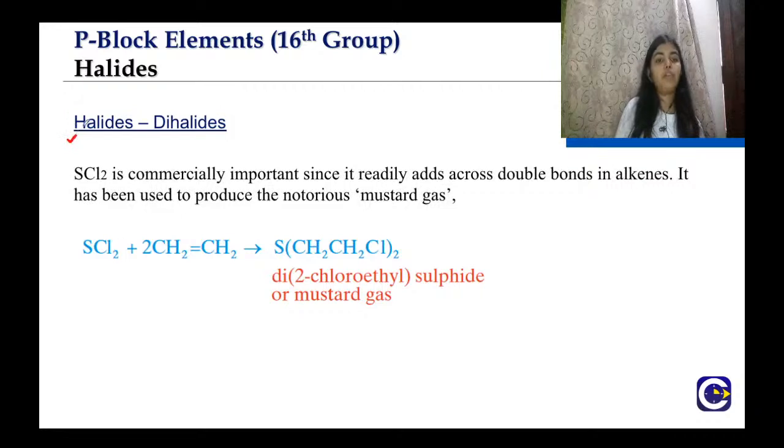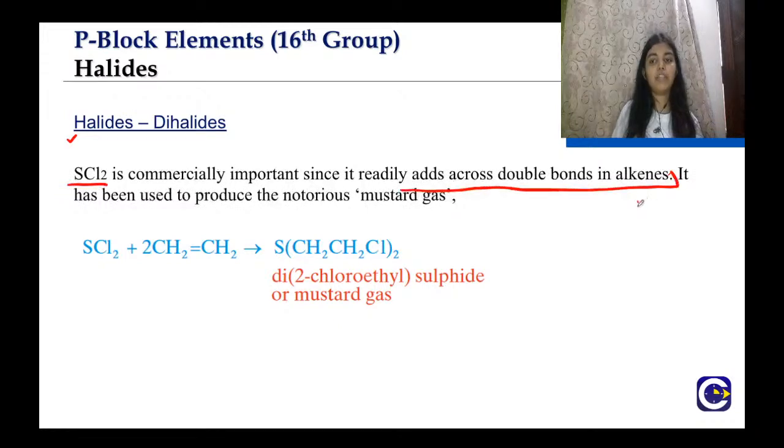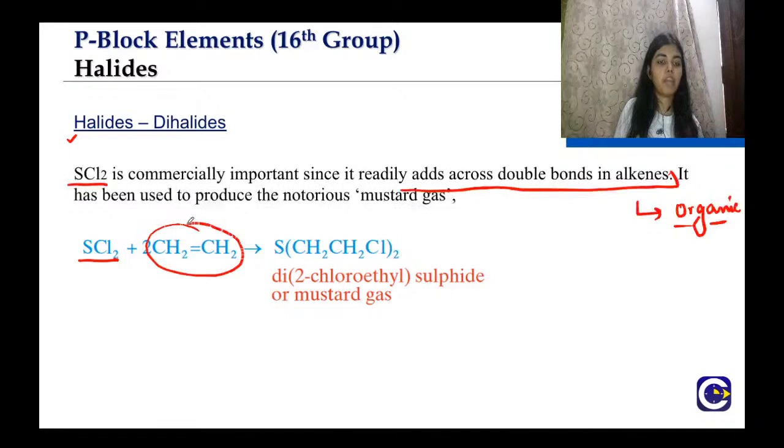Now coming on to SCl2. In dihalides, SCl2 is very important, right? It readily adds across the double bond in alkenes. This you will also do in organic chemistry. So this particular gas, SCl2, adds to CH2=CH2, that is an alkene or ethene. It leads to the formation of a sulfide known as mustard gas.